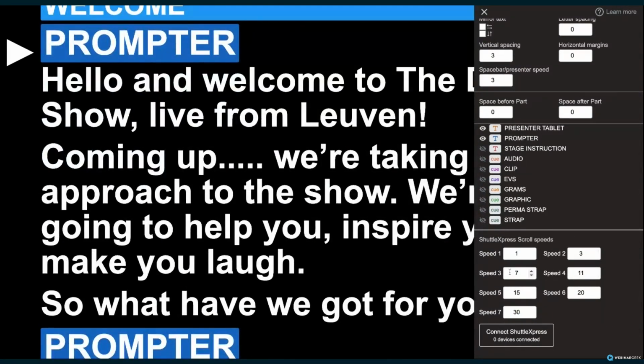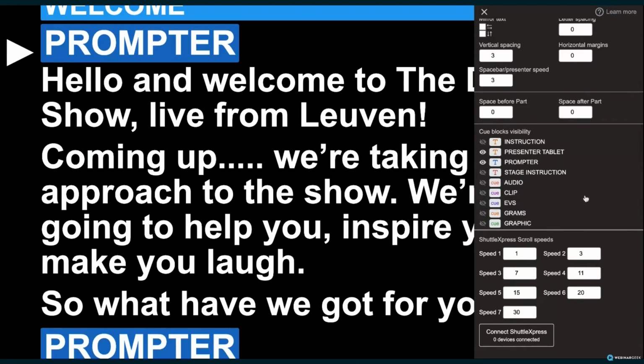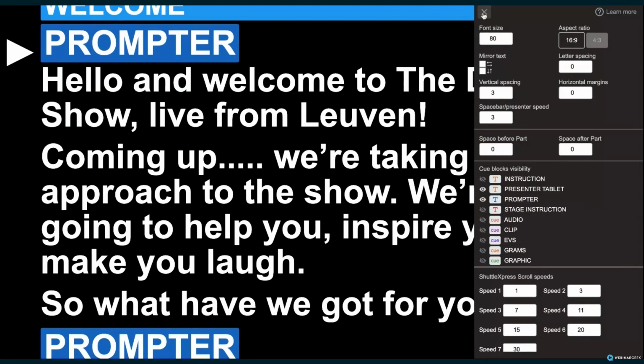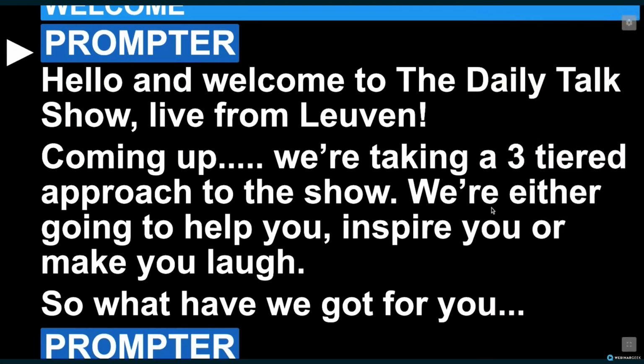Then lastly, the last options here at the bottom. With our Cuez prompter, we also support the use of Shuttle Express jog wheel. And that jog wheel has 7 different speeds that you can configure. Again, we give you all of these options to set these different speeds, and then you can use that jog wheel to immediately scroll at different speeds without having to open the settings and change the spacebar speed, for example. But you can just use the jog wheel with all of your different options. When you're done with your settings, simply close them, and then you can use your prompter.